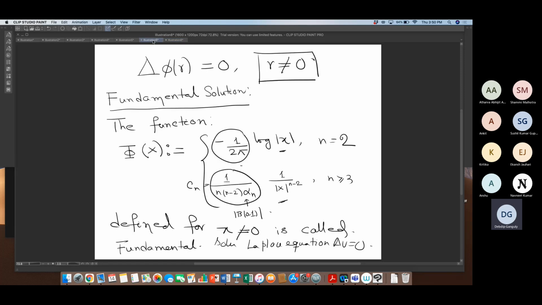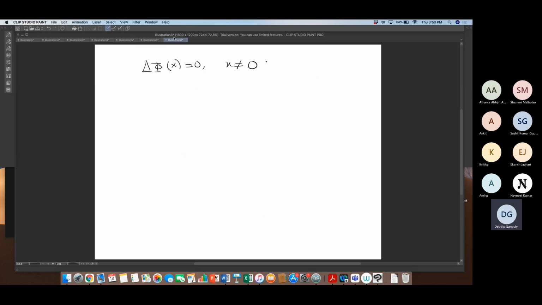And this is why I explain to you why this constant comes. This constant comes because of a very deep result known as the Dirac delta. So this is known as the distributional derivative. You don't have to worry about it. This is your classical sense: Laplacian of phi of x equal to 0 for x not equal to 0. That's all. So this function phi is known as the fundamental solution.